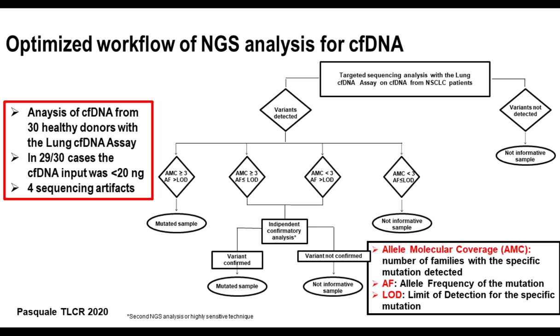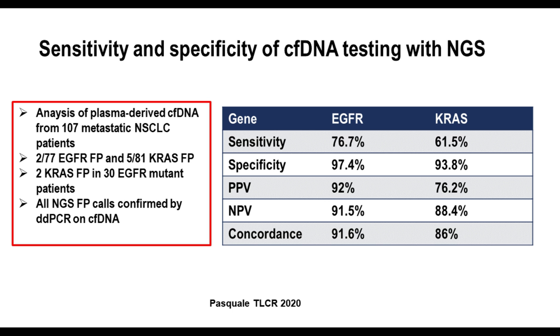What we did next was to apply this algorithm to a cohort of 107 plasma-derived cfDNA samples that were isolated from individuals with non-small cell lung cancer. And as shown in this table, by applying our algorithm, we got a pretty good sensitivity and specificity for EGFR and KRAS mutations, with concordance levels that are pretty good.